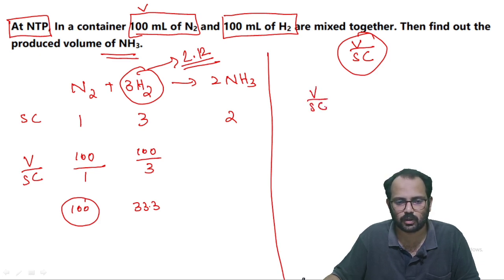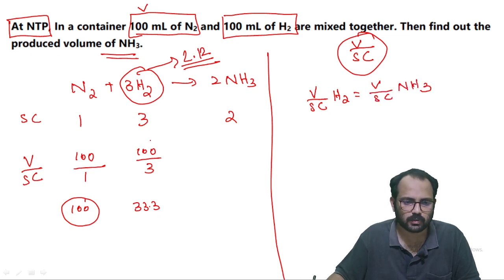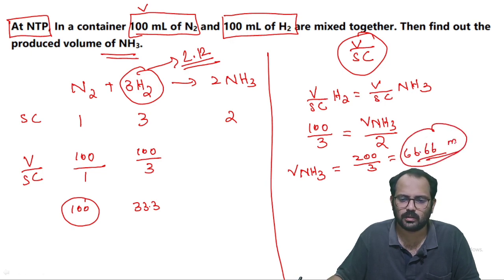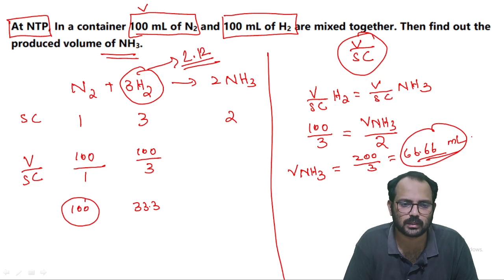So how will we be equating? Volume by stoichiometric coefficient of hydrogen is equal to volume by stoichiometric coefficient of ammonia. For hydrogen, we already know that it is 100 by 3. And here the volume of ammonia we have to find out. The stoichiometric coefficient of ammonia is 2. So what will be the volume of ammonia? The volume of ammonia is going to be 100 into 2, 200, 200 by 3. That might be 66.6666 something. So you got the ml volume of ammonia easily.